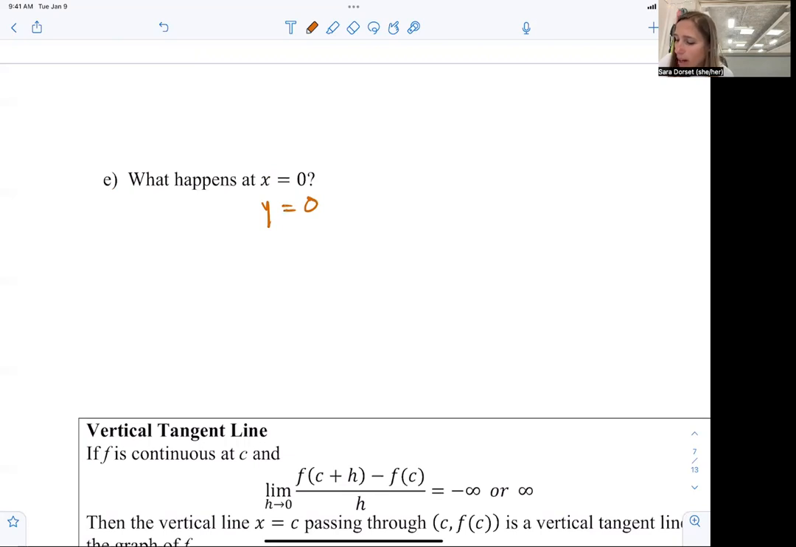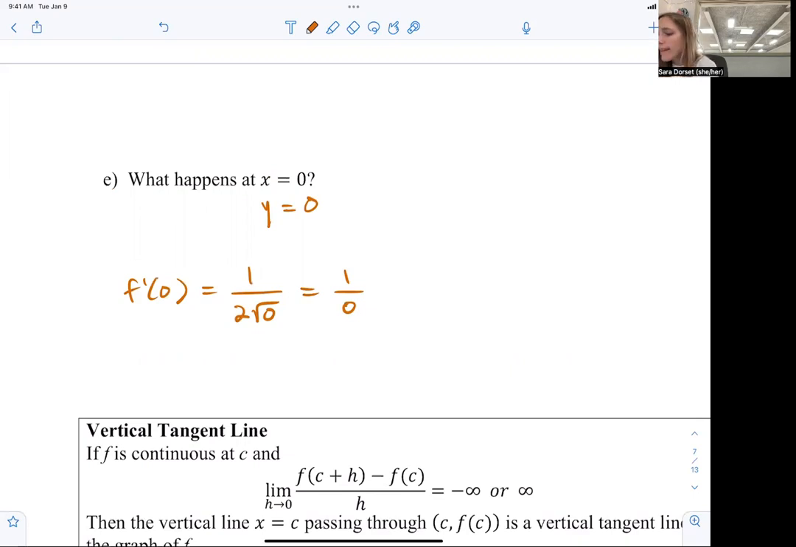But if we go and try to find f prime of 0, that would be 1 over 2 root 0, which is just 1 over 0. Uh-oh.